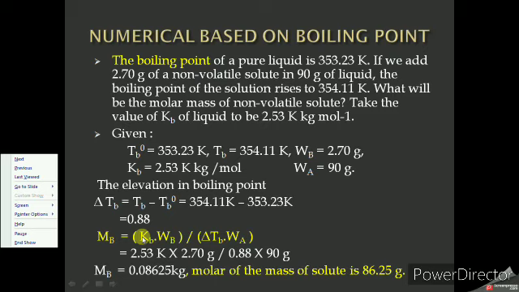Molar mass of solute is equal to Kb into Wb divided by delta Tb into Wa, 2.53 Kelvin into 2.70 gram divided by 0.88 into 90. So 0.08625 is the answer in kilogram. That is in kilogram. If you multiply it by 1000, then your molar mass of solute in gram is equal to 86.25. So this is about the numerical.